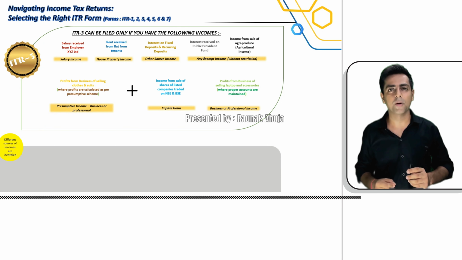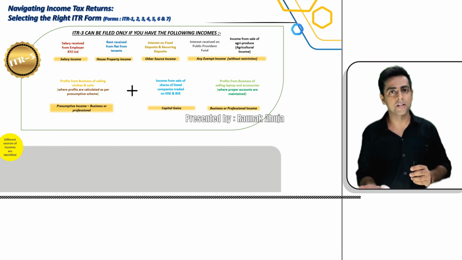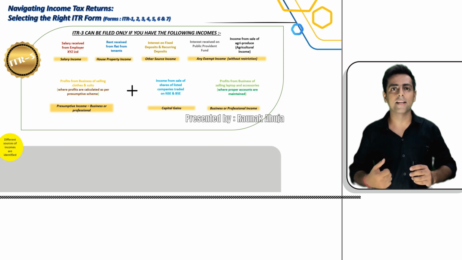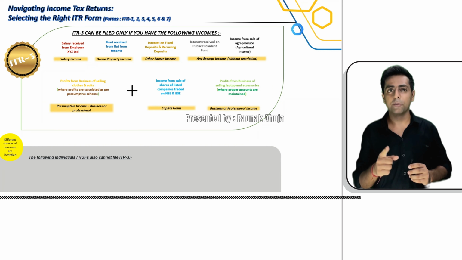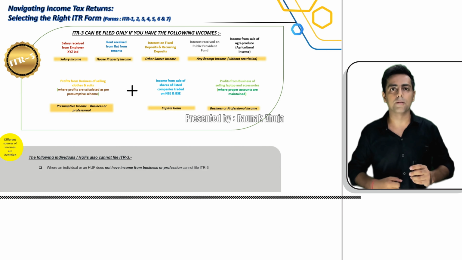We can also refer to it as the master return, because we can report all possible incomes under ITR 3, namely salary income, house property income, income from other sources, business income which is taxable on a presumptive basis, or income from capital gains as well. However, please note, ITR 3 will not be filed by assessees who are not an individual or an HUF. This option is available only to the individual or an HUF.